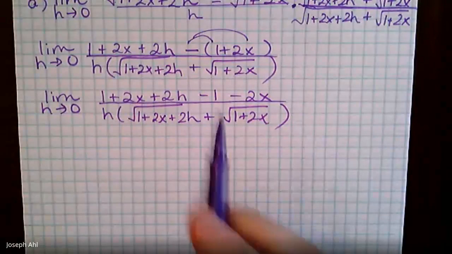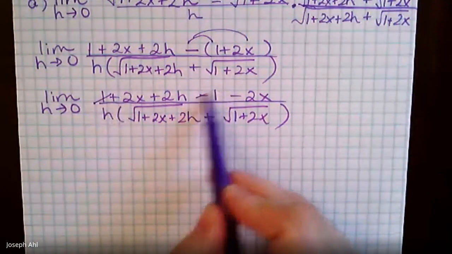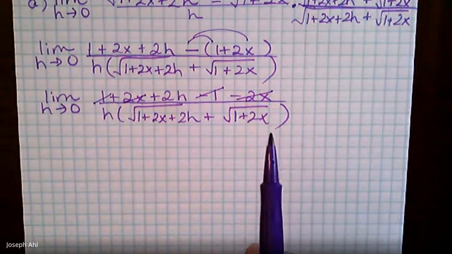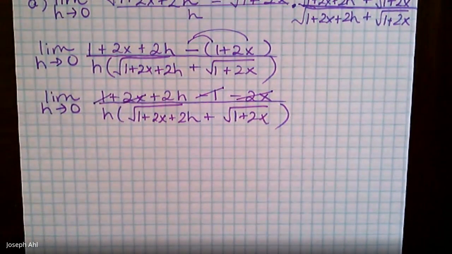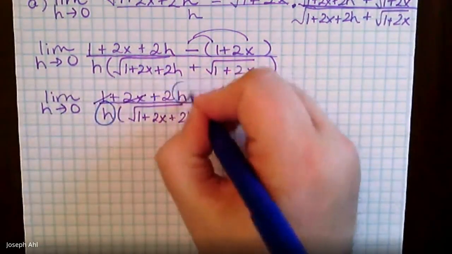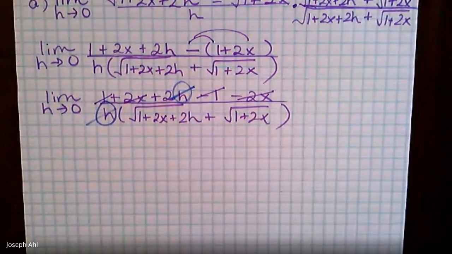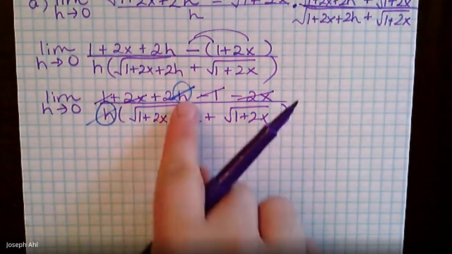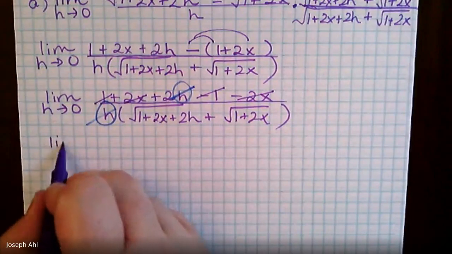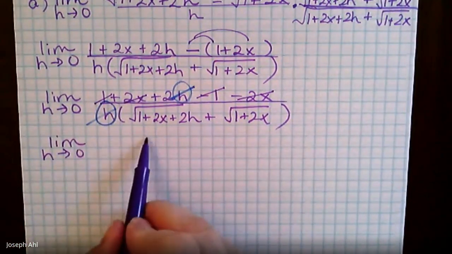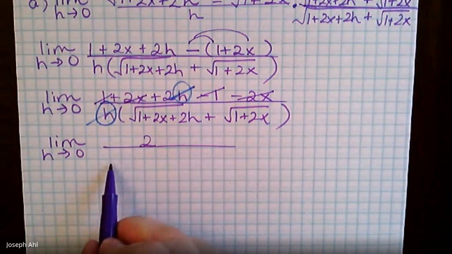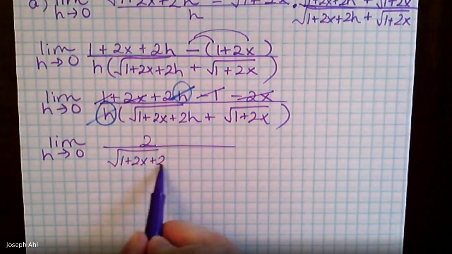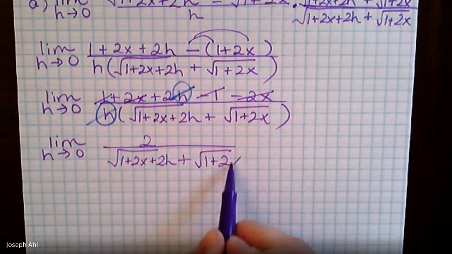Okay, now that I have that, notice how on the top we've got 1 and -1 that cancel. We've got 2x and -2x that cancel. So I'm going to cheat a little bit here. Although I would actually like you to rewrite this in another step, I'll allow you to, in this step, cancel these h's right here. So the h that's on the top and bottom would now cancel from this last remaining term. So you're taking the limit as h goes to 0 of 2 in the numerator over radical 1 plus 2x plus 2h plus radical 1 plus 2x.